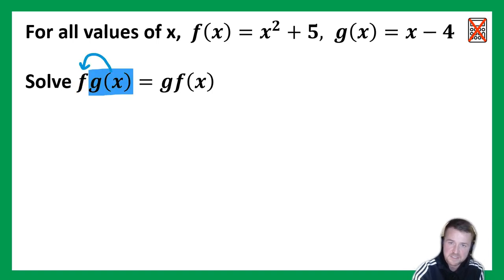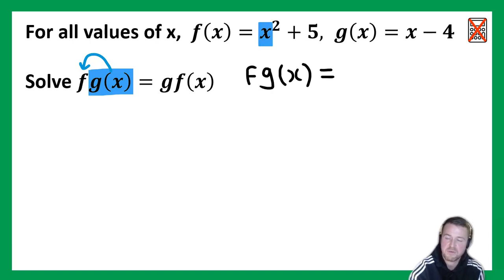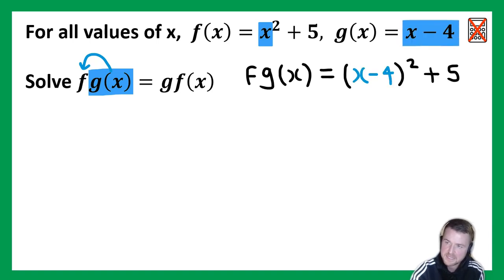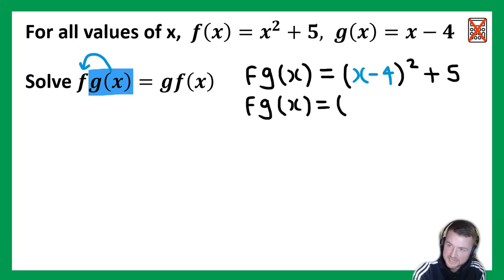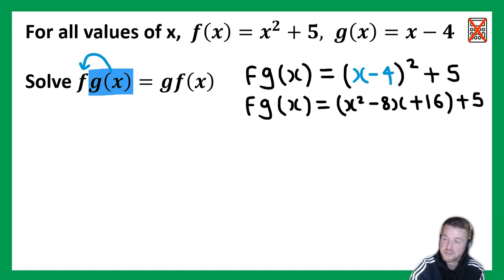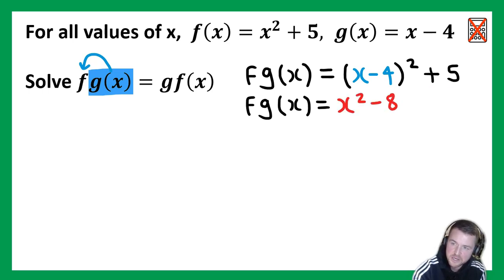The function g of x is being substituted into the function of f. So within my function of f, I'll be replacing every time I see x with x minus 4, giving me (x minus 4) squared in a bracket plus 5. Expanding the double bracket, (x minus 4) squared will give me x squared minus 8x plus 16 plus 5. I will be able to simplify by collecting like terms, leaving me with x squared minus 8x plus 21.